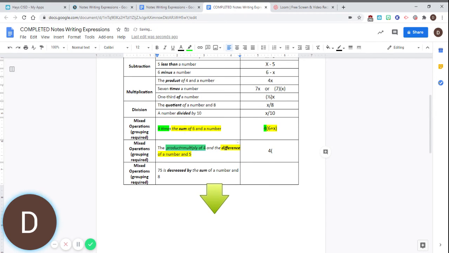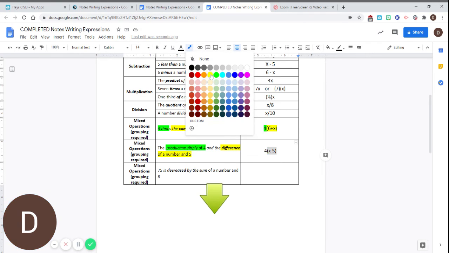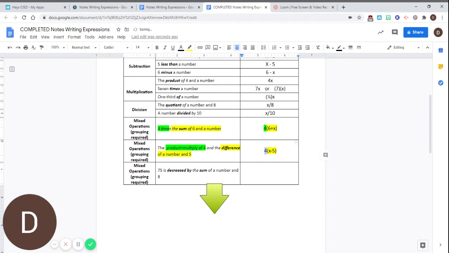And just grouping a number and 5, the difference of a number and 5, that quantity is what we're multiplying by 4. So we'll have that whole parenthesis here, what's in parentheses is our difference, but we had this extra part with this phrase, the product of 4 times that. So that's how you would write that.